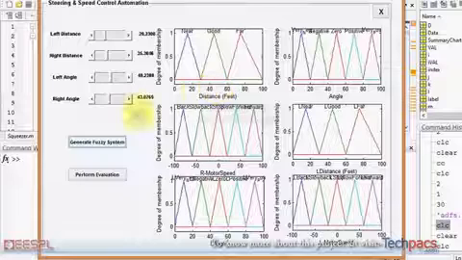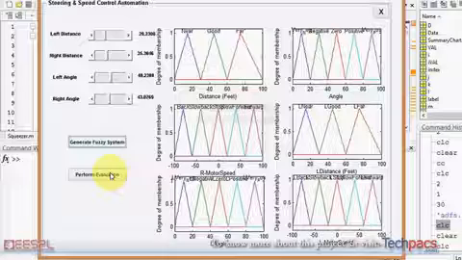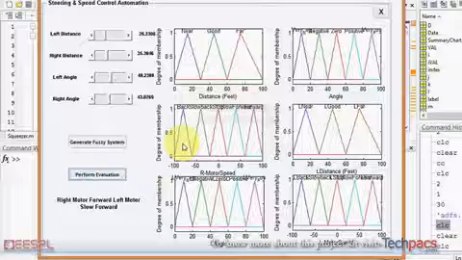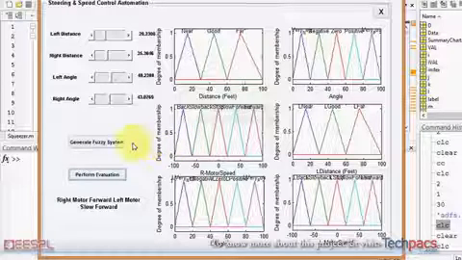Perform evaluation is the next step, in which these inputs are taken from the slider buttons and finally give the decision of how much the right motor, left motor and the speed of the motor should be. You can also demonstrate it by connecting the hardware to the software by the motors. The motors represent the car tires which are connected to the engine. As you have seen, the right motor should be forward and the left motor should be slow forward.